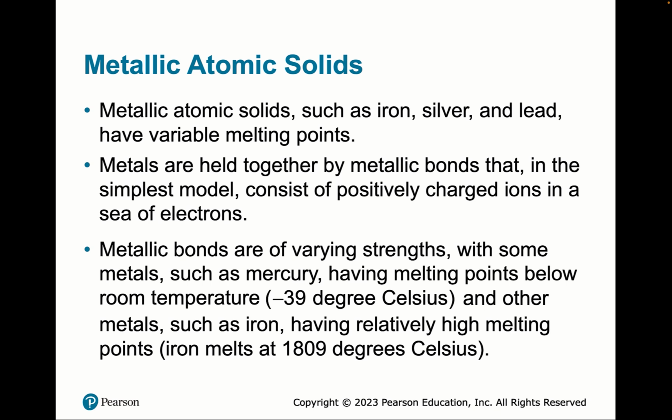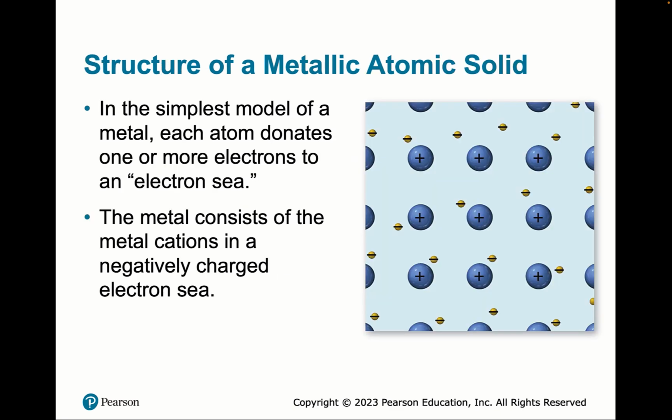But then you have things like mercury. Mercury melts at negative 39 degrees Celsius, and you have iron that melts at 1809 degrees Celsius. That's a pretty high melting point. It's kind of weird with metals that there's such a variation of the melting points. So this diagram here shows the sea of electrons, and really if you start hammering and moving the metals over, they still keep their metallic bond.